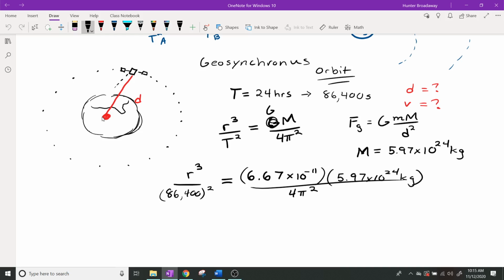You're going to take this number and multiply it over the other side, and then take the cubed root of it. So it's this times that squared divided by 4 pi squared, and then you take the cubed root. I would do it in chunks. I wouldn't do it all at once. If you try to do all of these calculations at the same time, you're going to go crazy. Trust me, I've already gone crazy on this one.